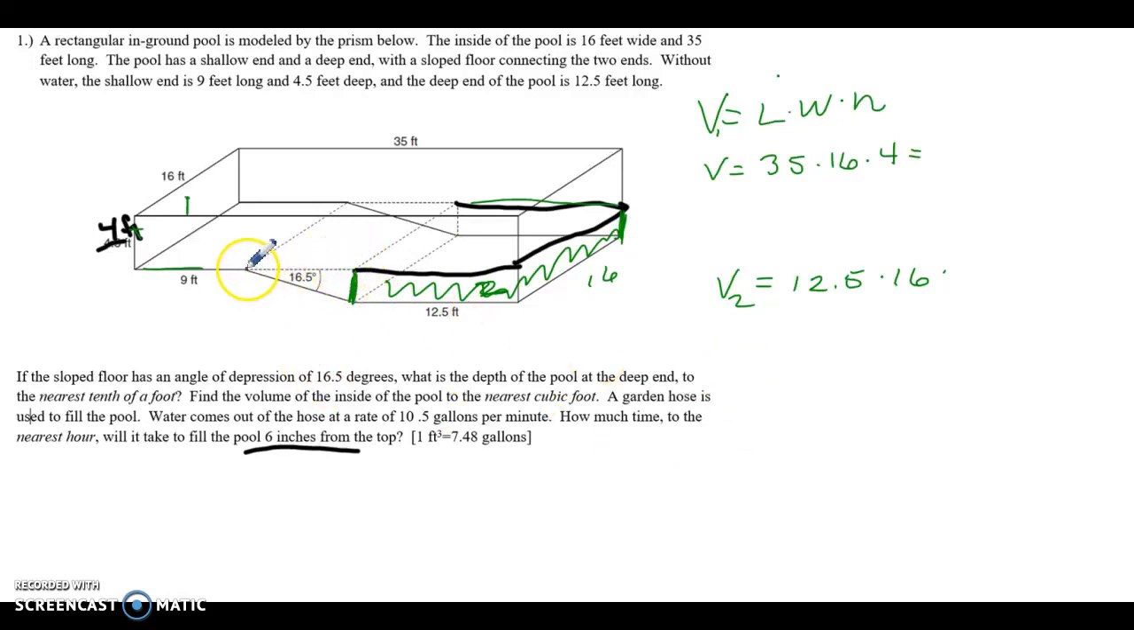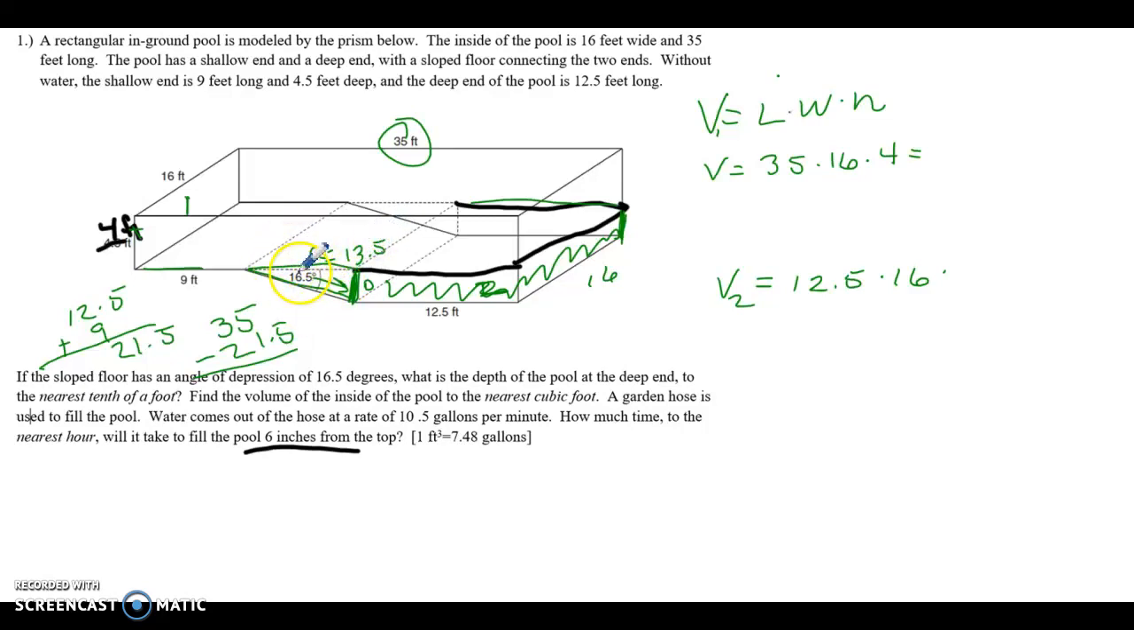So for the triangular prism, to calculate that height, we're going to have to think back to the last unit and use a trig function here. From that angle, this is opposite, and this is your adjacent side. We can find the adjacent side by doing 12.5 plus 9, and you get 21.5, and then subtract that from the 35. So 35 minus 21.5, and we get 13.5.